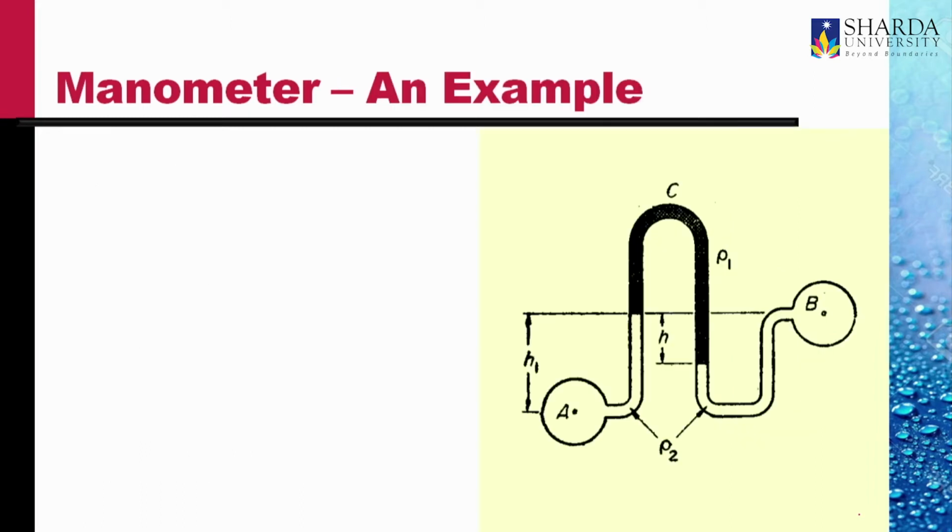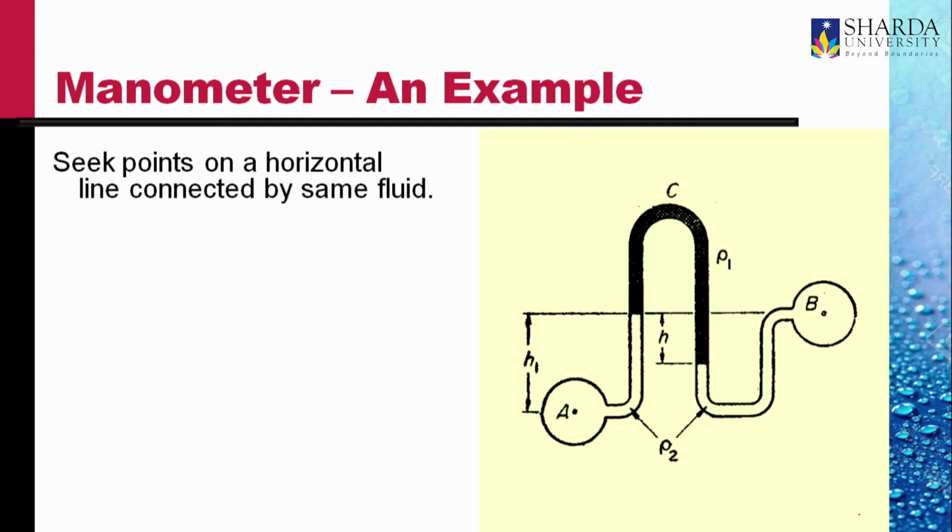Consider two bulbs A and B. The bulbs A and B are filled with a liquid of density rho 2. These bulbs are connected with an inverted U tube. The black fluid has a density rho 1. The difference in the level of the fluids is H as shown. Clearly, we can calculate the pressure difference PA minus PB through a process similar to what we did last time.